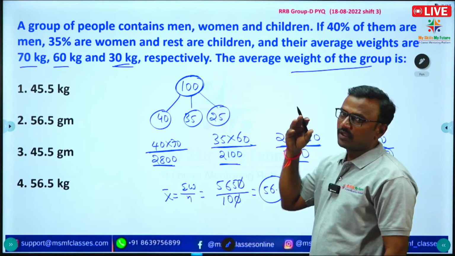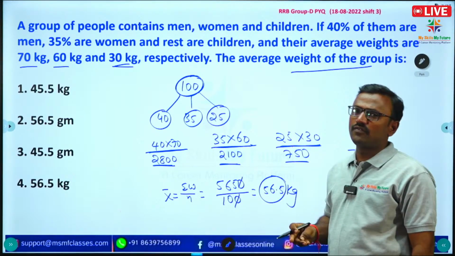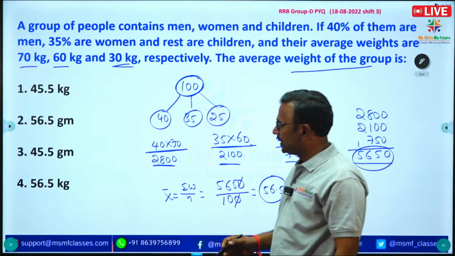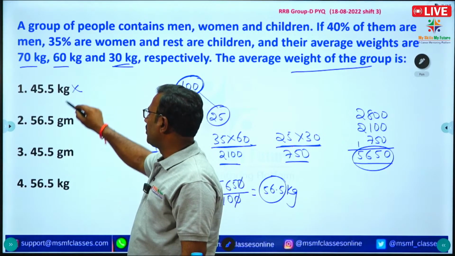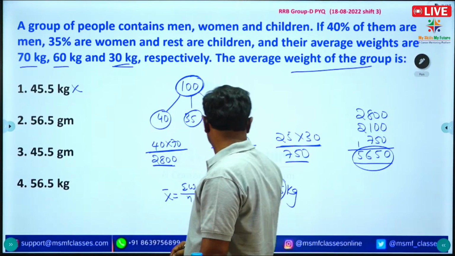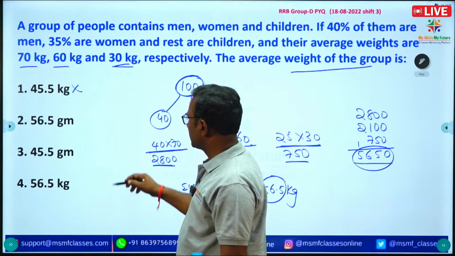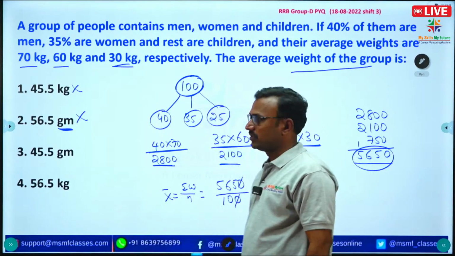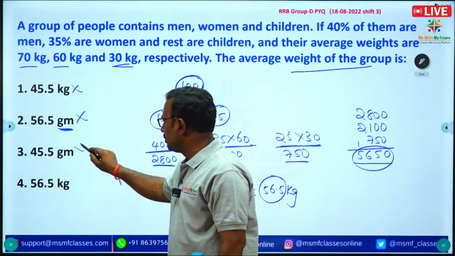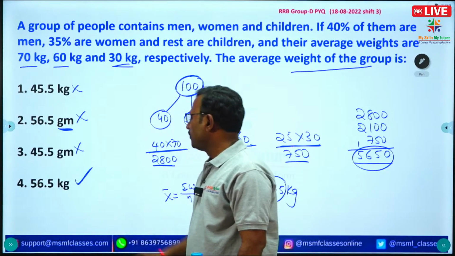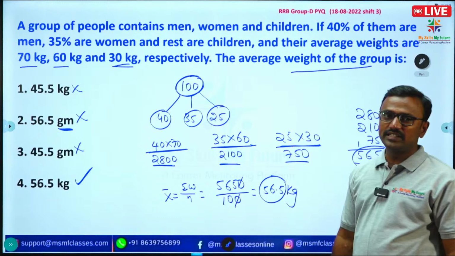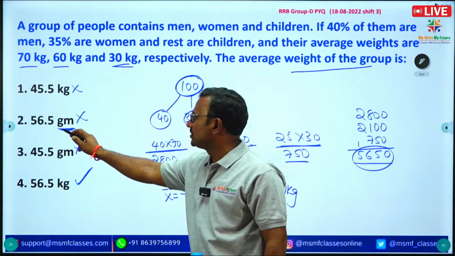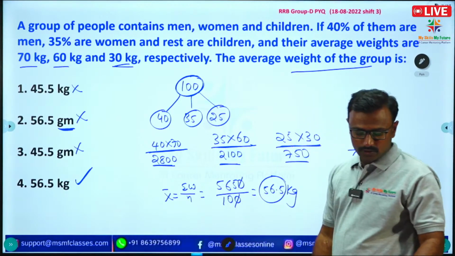Consisting of 40% men, 35% women and the remaining 25% children. See the options: option 1, 45.5, is a wrong answer; option 2, 56.5, is correct. But see the units, here grams is there, here we get kgs. So, here also wrong, and the fourth option, 56.5 kg, is the correct answer. Both numbers are the same but the units are different. Right, shall we move to the next question?